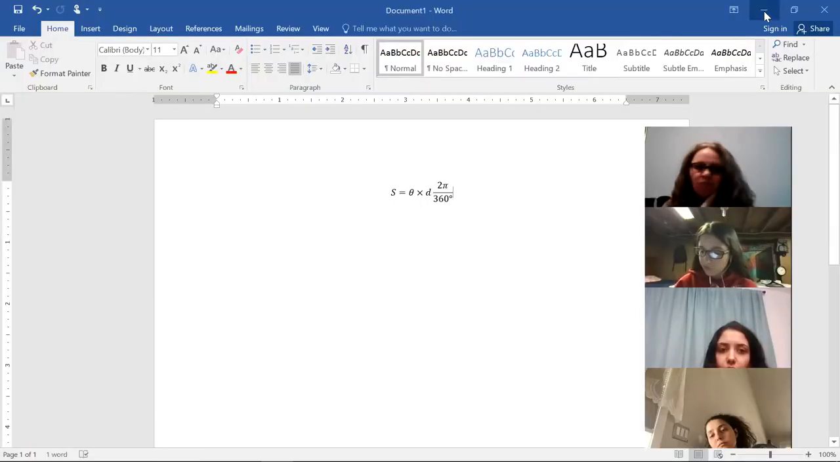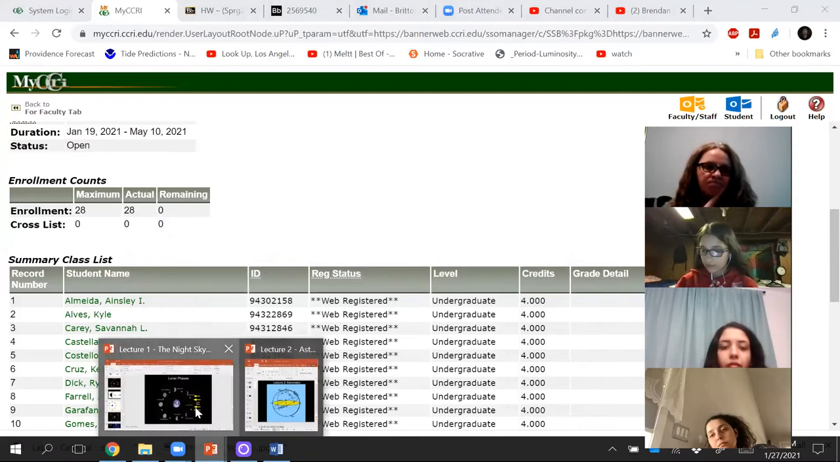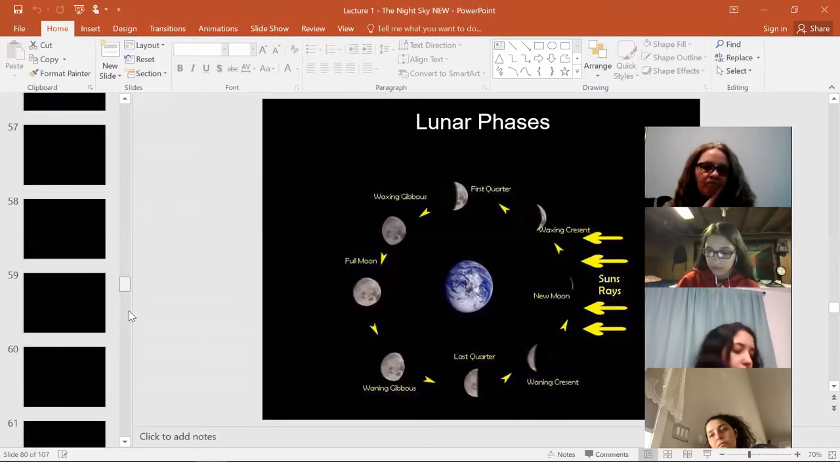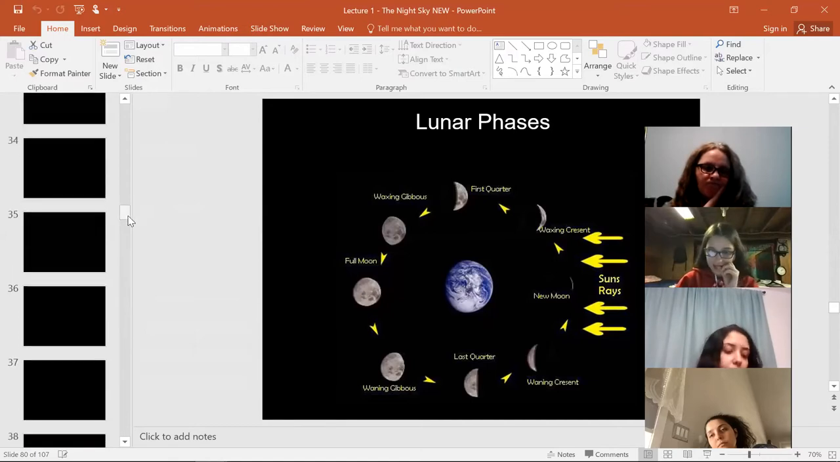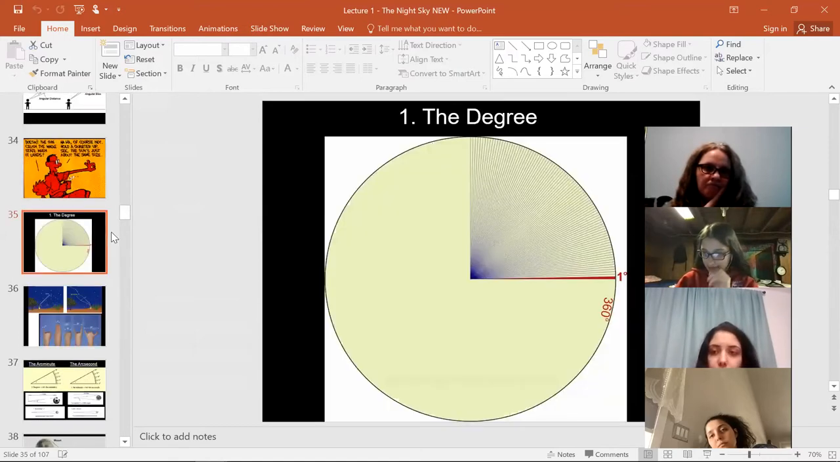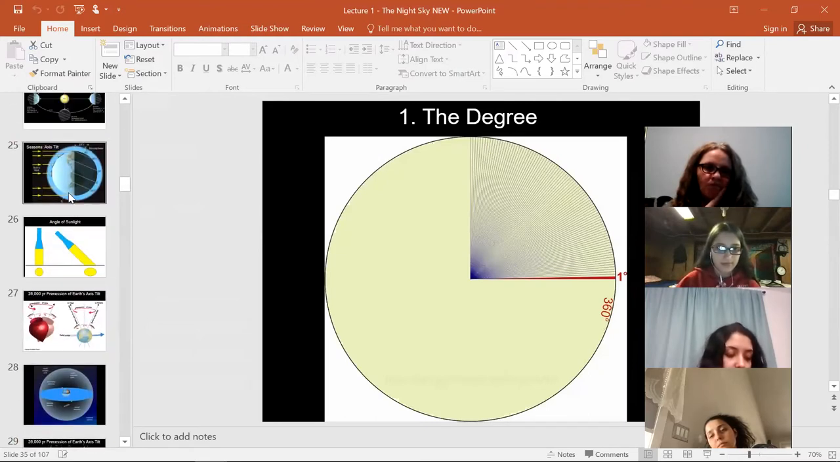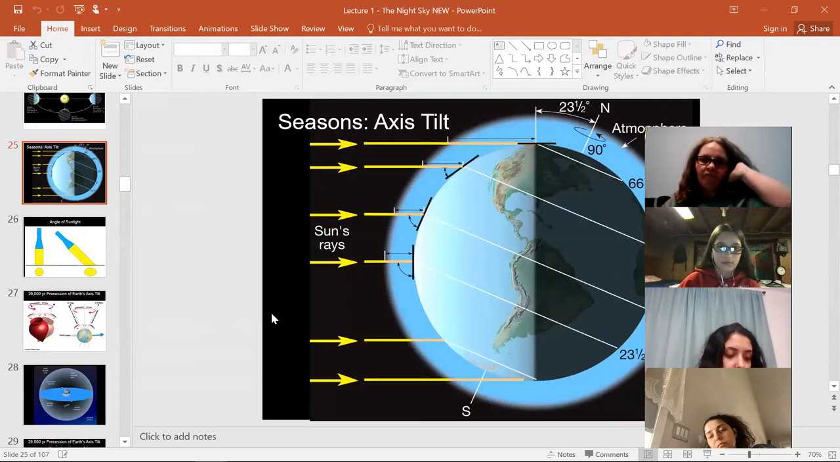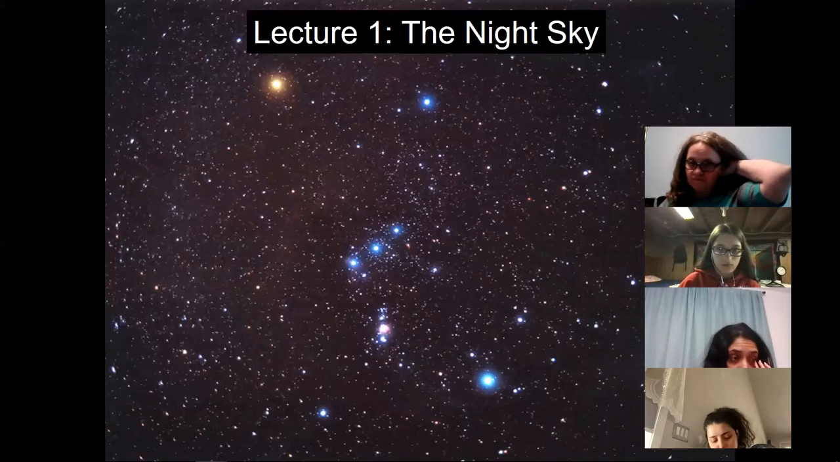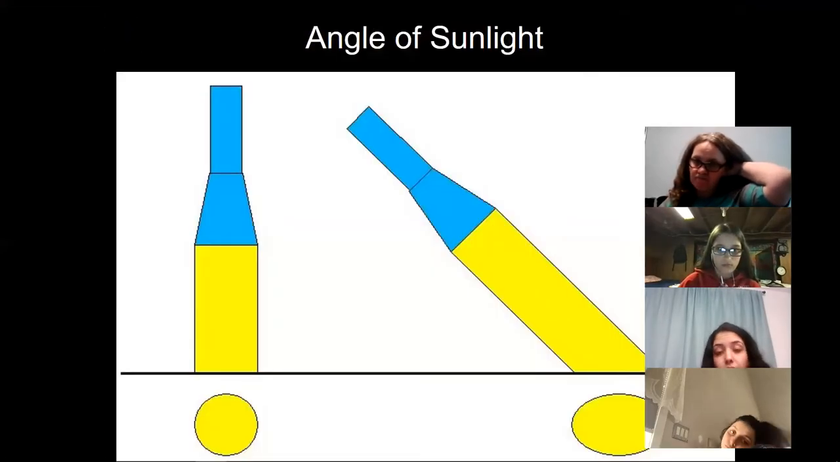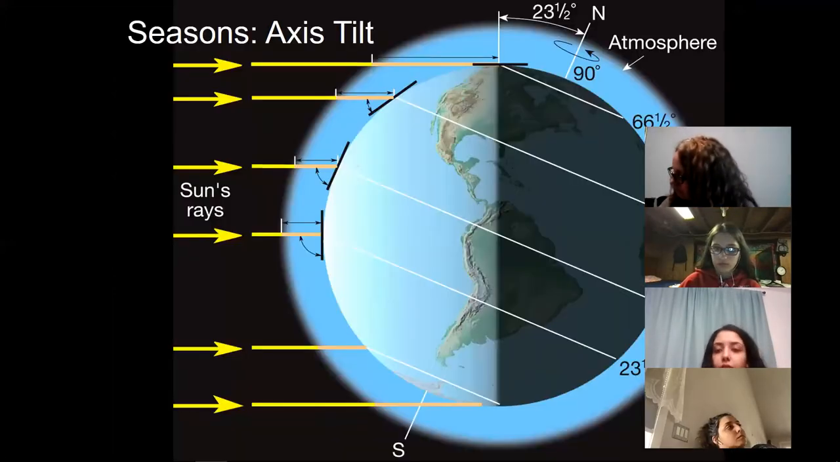Remember, if we go back to our seasons slideshow, when we were discussing that on Monday, I believe, you were clearly referring to those two pictures that we looked at, but I would talk about the angle of the sunlight. Remember, we talked about the angle of the sunlight for the two flashlights. It's not about distance, it's about angle. That's what we're trying to say. So how should we put this sentence, Zach, if you wanted to try? What should we say about the angle of the sunlight?